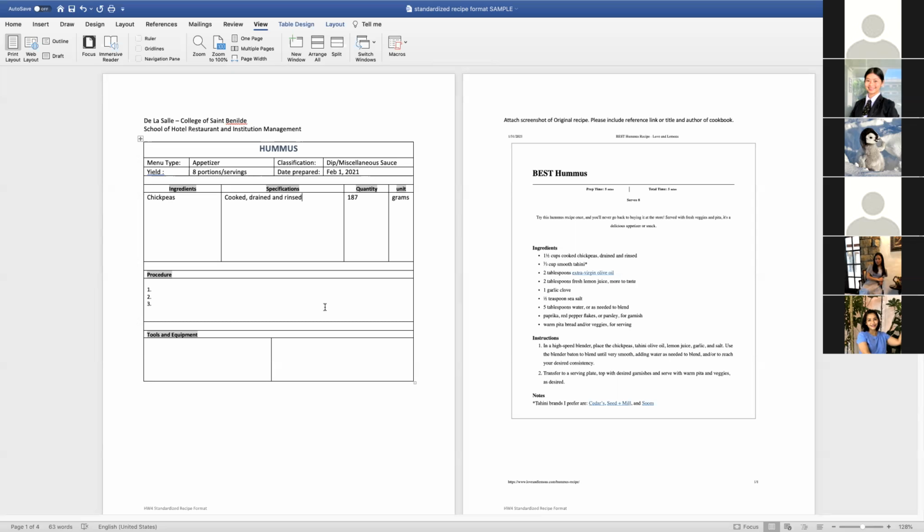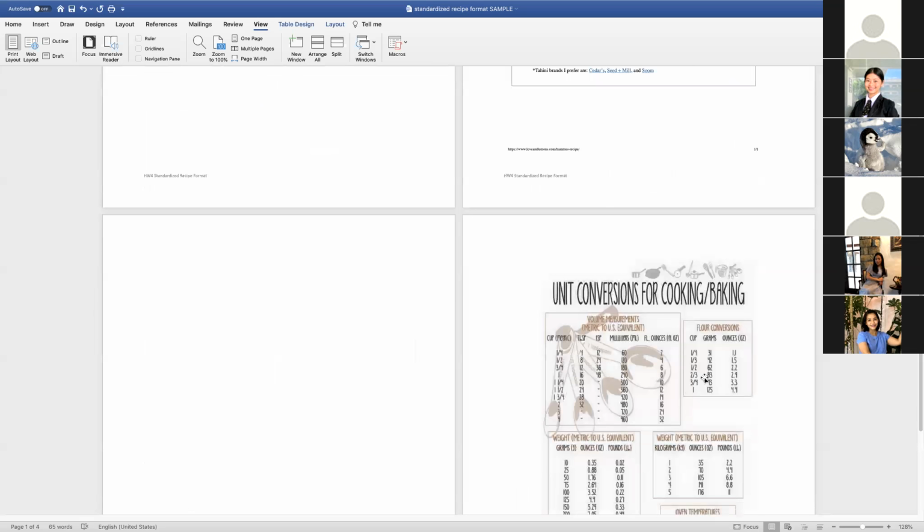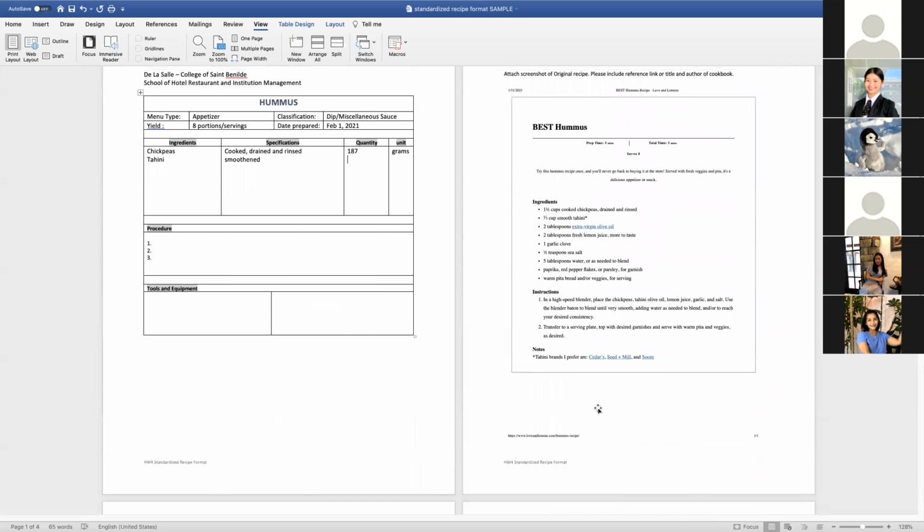Next one, 1/3 cup of smooth tahini. Okay, tahini, smoothened. Okay, 1/3 cup. Let's just refer again, for example, to the flour conversion here. 1/3 cup says here it's 42 grams. The metric system, by the way, uses grams and kilograms, milliliters, and liters for the volume. Grams and kilograms are for solid weight items.